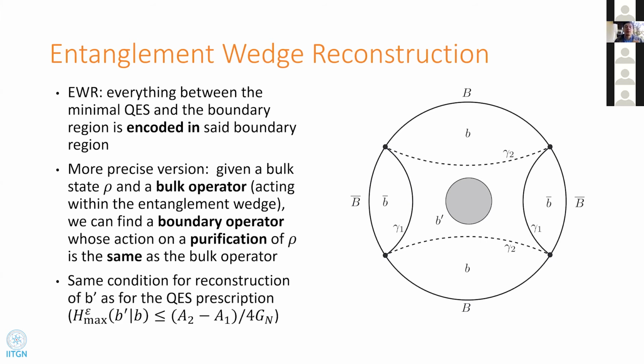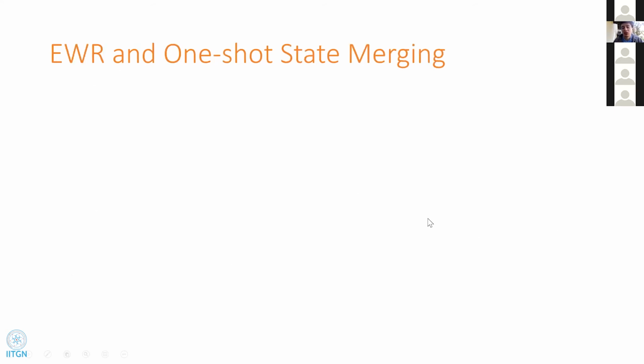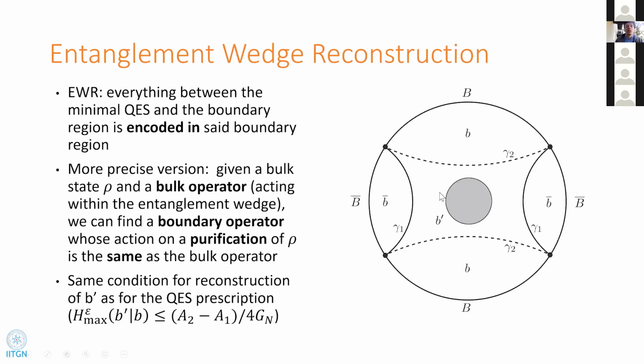Using this state-specific definition of EWR, what you find is that the condition for reconstructing bulk operators in region little b prime is exactly the same as the condition we found for the QES prescription, which is that the smooth conditional max entropy of little b prime conditional on little b has to be less than the difference between the two areas.